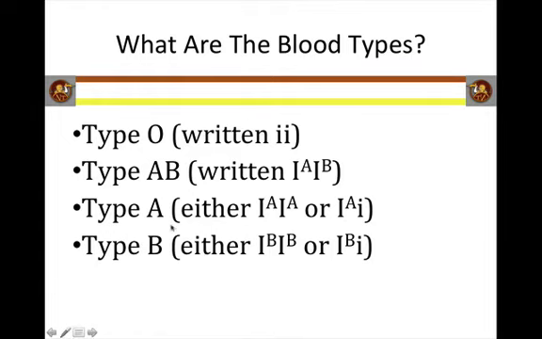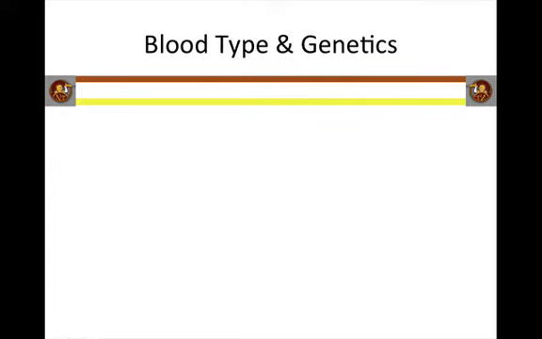So, type A can be homozygous or heterozygous. Type B can be homozygous or heterozygous. Type AB can only be heterozygous, right here. Don't get confused by these I's. This I is just a little marker that carries the A, the B, or the O.